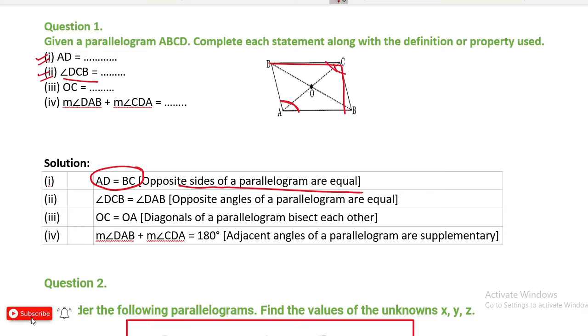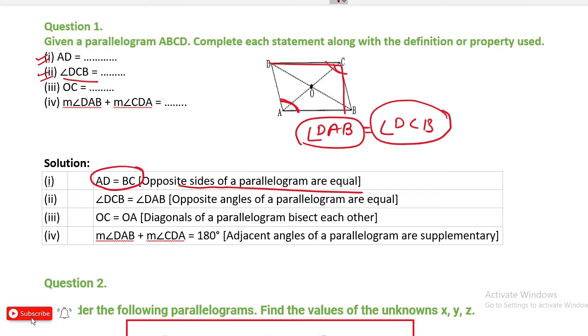Angle DAB is equal to angle DCB. So angle DCB equals angle DAB. Why? Because opposite angles of a parallelogram are equal.